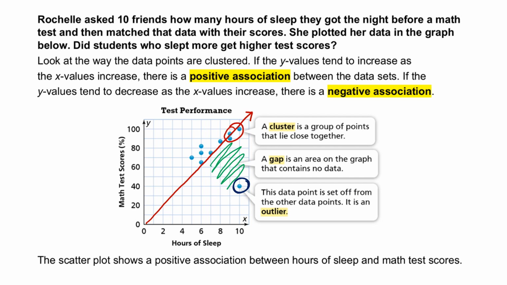It's outside the normal. And it says this scatter plot shows a positive association between hours of sleep and the math test scores. And so the statement we could make is that the more hours of sleep you get, the better your math test grade would be.